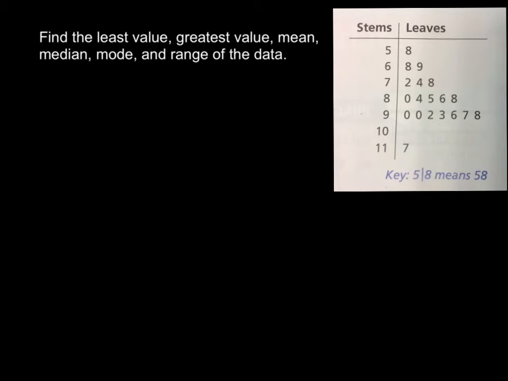Okay, so now we're going to say we have a stem and leaf plot. Now we need to take that data and analyze it. So first it says to find the least value. So our least value is, I don't know, S's and E's are hard for me too. Least value is 58. Right? This is our 10s and our 1s, 58.